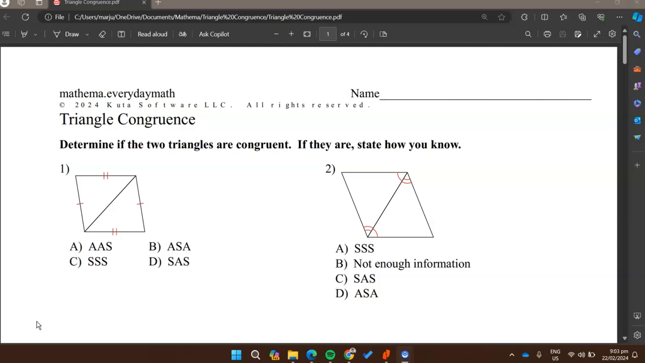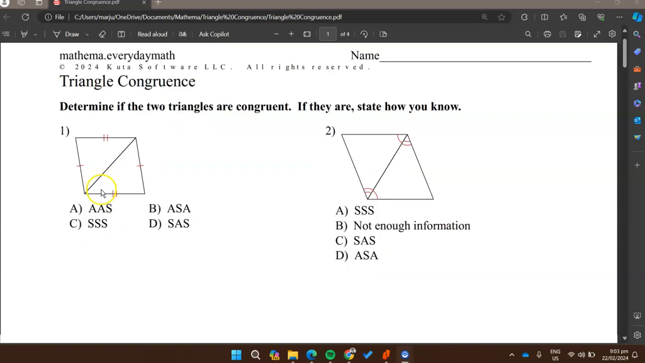Today we'll have an exercise about triangle congruence. For those who don't know yet what the different postulates regarding triangle congruence are, the SSS, the ASA, the SAS, and the AAS, I suggest that you first check our previous post about the topic. So let's have item number 1.